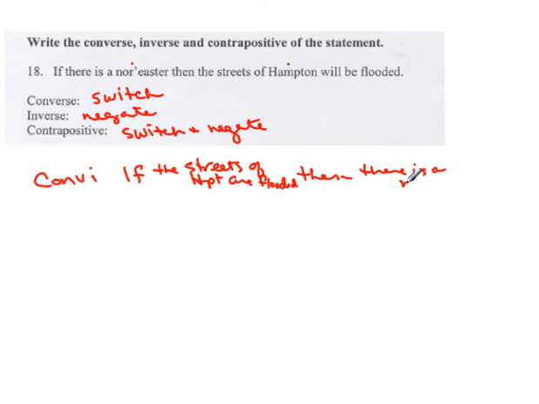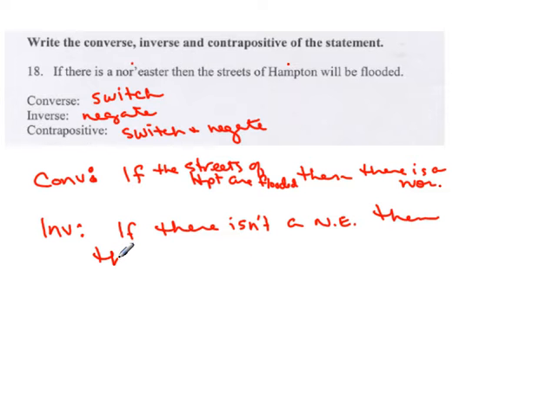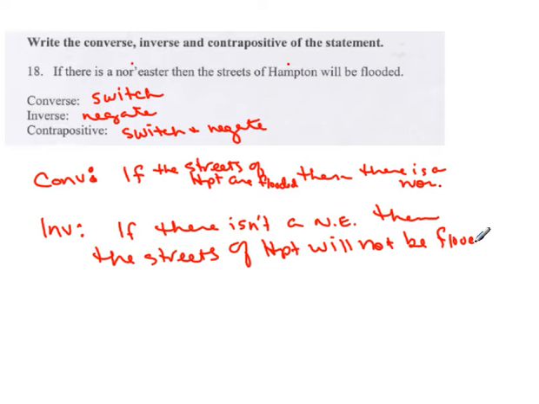And I'll just abbreviate. Okay, the inverse. The inverse is to negate it, which means go to your original problem, don't switch anything, just make each one of these statements negations. So if there isn't a nor'easter, and I'm going to abbreviate that, then the streets of Hampton will not be flooded. Okay, so it just means to negate that.